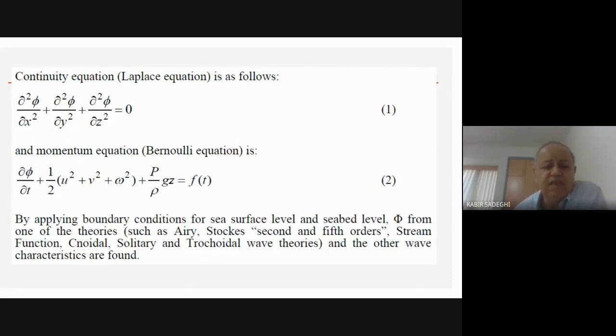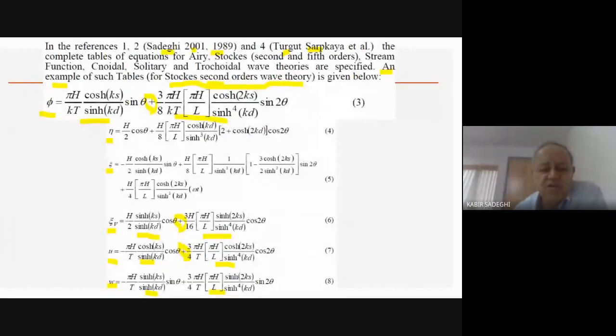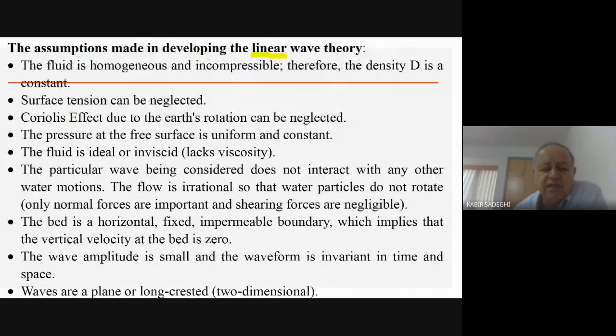For this, we needed one phi function, the velocity potential function. We didn't worry about that because it's given by the different theories, Airy, Stokes, all of which give the physical function. Therefore, here I show you one example, some formulas for phi and the other parameters for the second-order wave theory of Stokes. In this slide, we saw the assumptions used for Airy or linear wave theory.